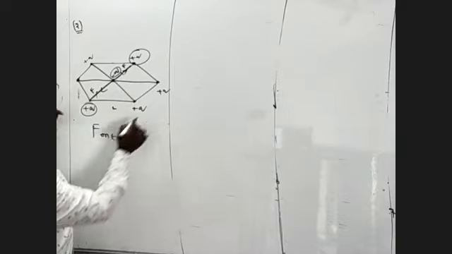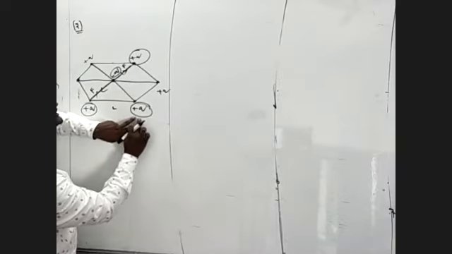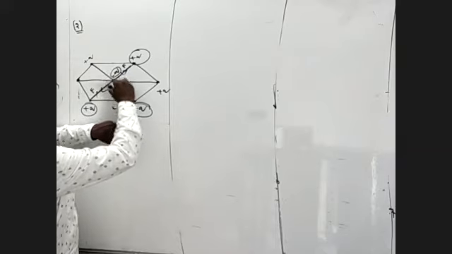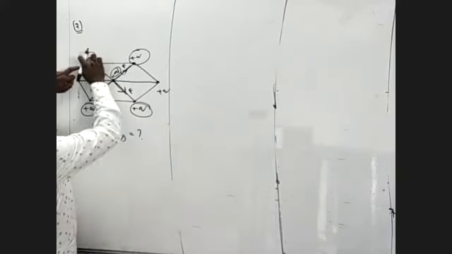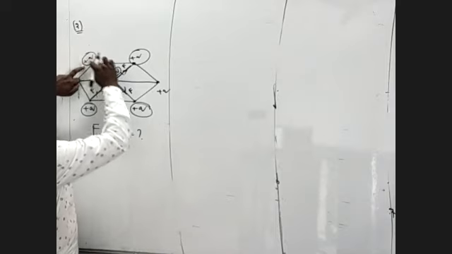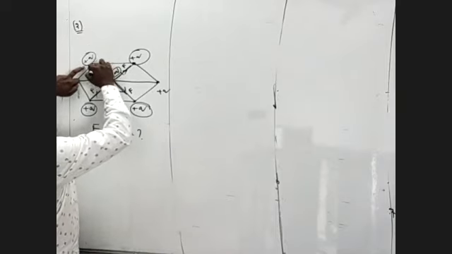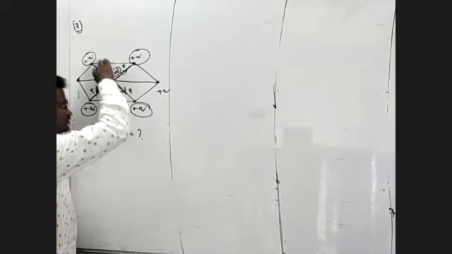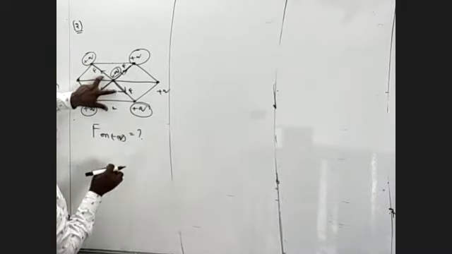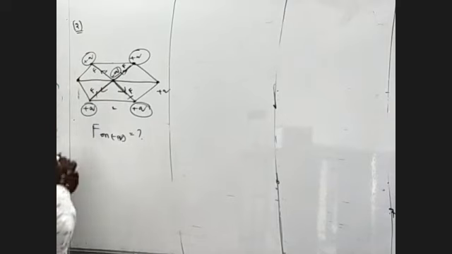Next one. This positive charge attracts the negative charge in this direction, that is F. On the opposite side, this positive charge attracts the negative charge in the upward direction. This is F, a force in upward direction, and this is a force in downward direction. Both forces are equal and in opposite directions, so the net force cancels.